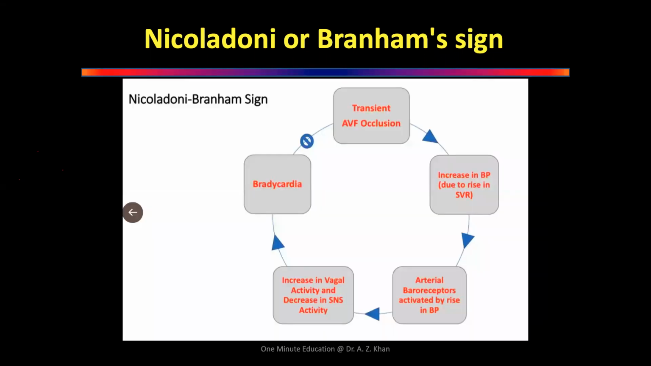Okay, so this is what it is. So transient AVF occlusion causes increase in BP due to rise in SVR. Arterial baroreceptors get activated by the rise in blood pressure. It increases the vagal activity and decreases the sympathetic nervous system activity and may cause bradycardia. That is the Nicoladoni-Branham sign. Okay, all right.